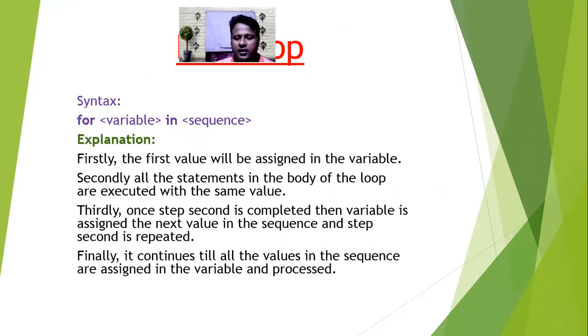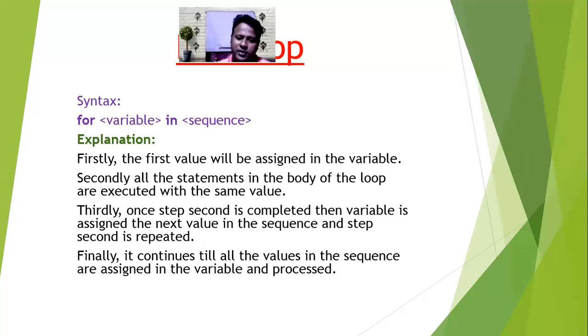Generally we have in mind that looping is of three types: for loop, while loop, and do while loop. But actually, looping is of two types. One is the fixed loop, another is the variable loop. Fixed loop means where the number of repetitions is known. Variable loop means where the number of repetitions is unknown.